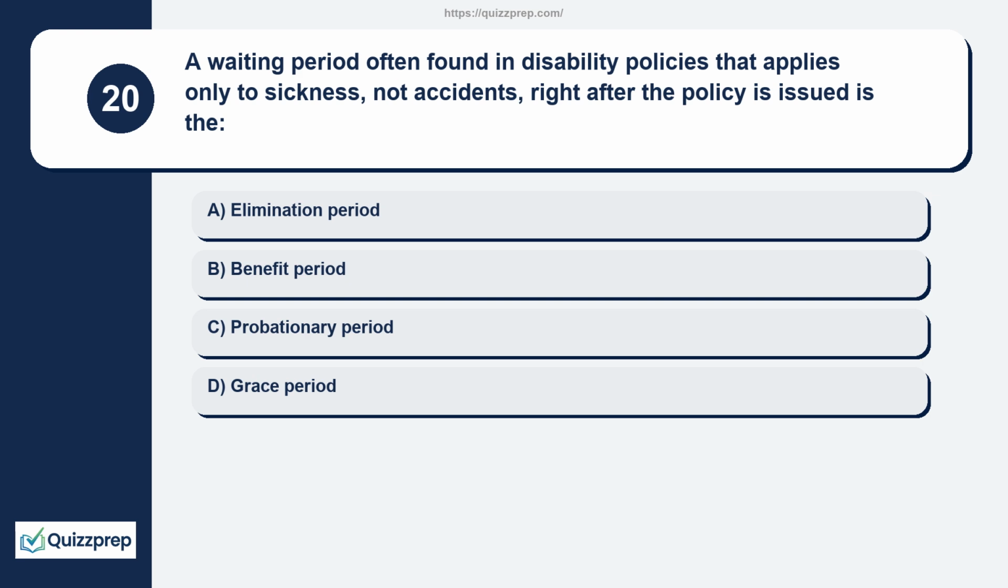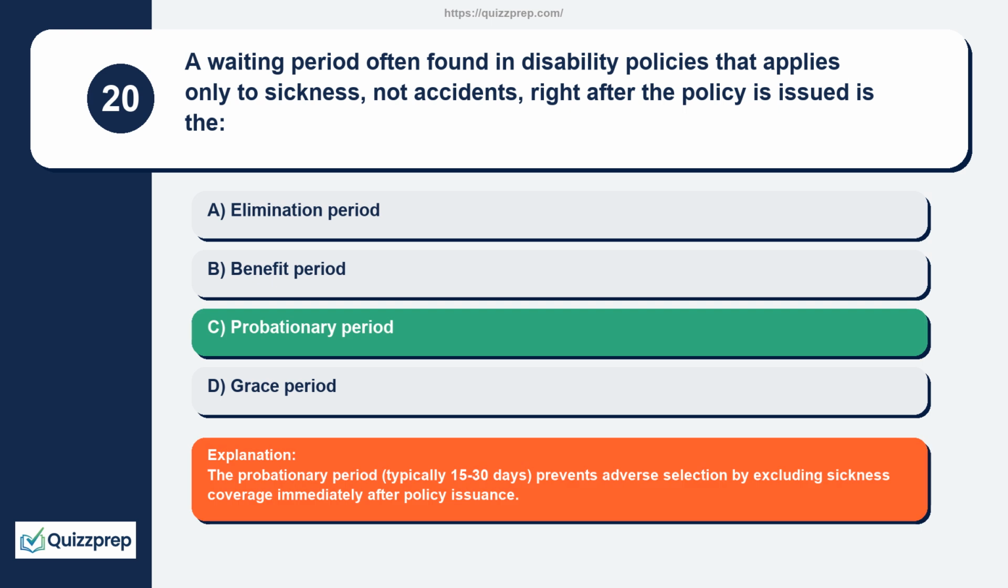Question 20. A waiting period often found in disability policies that applies only to sickness, not accidents, right after the policy is issued is the elimination period, benefit period, probationary period, grace period. The probationary period, typically 15 to 30 days, prevents adverse selection by excluding sickness coverage immediately after policy issuance.